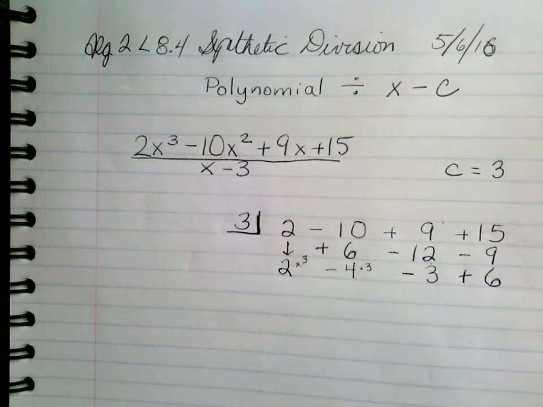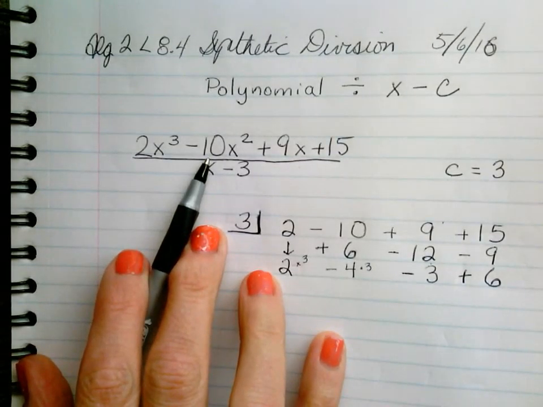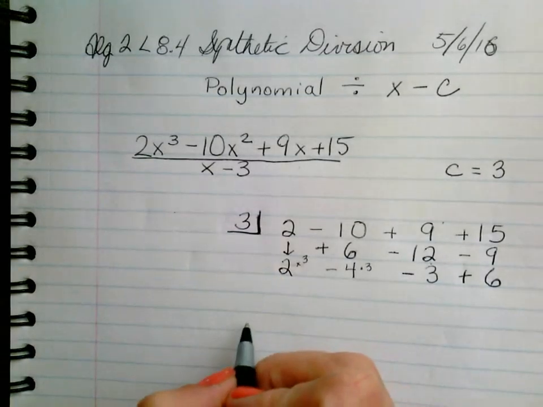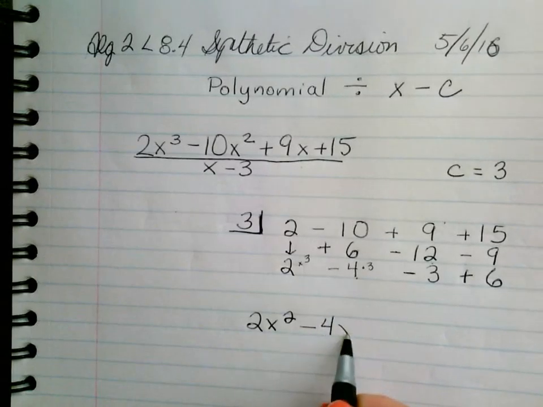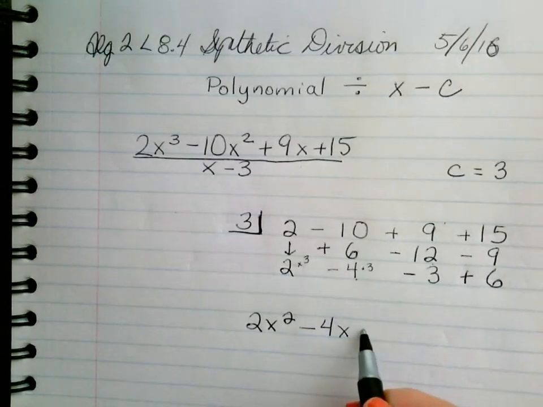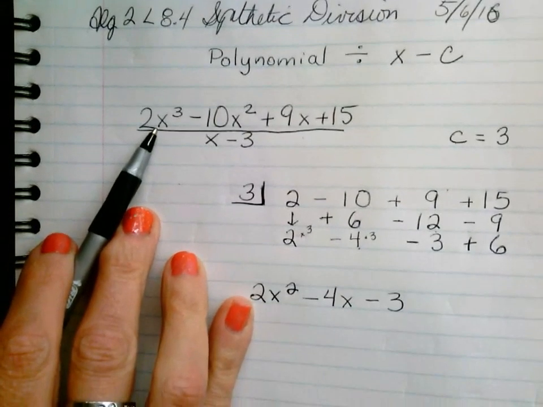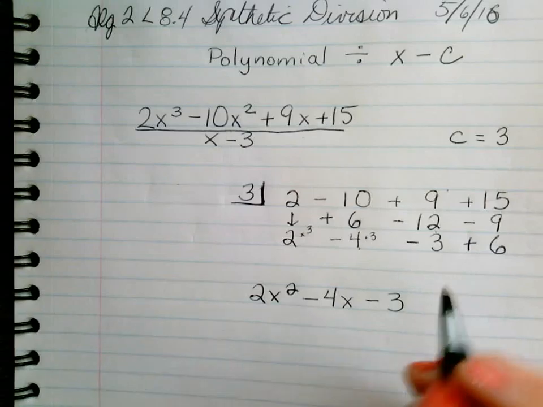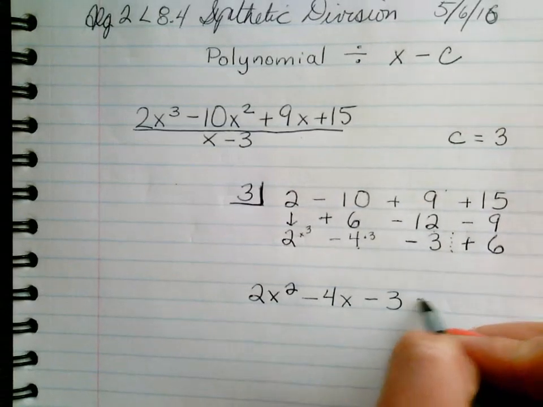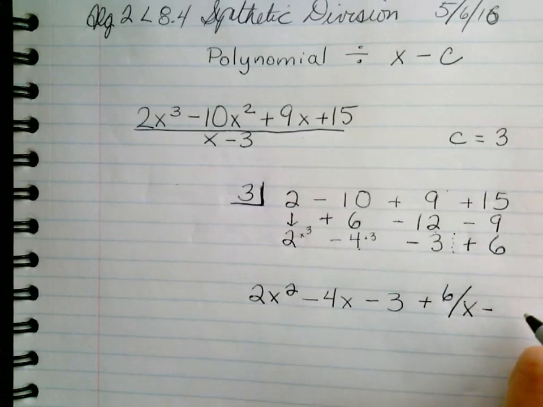Now, what does that mean? Well, 2 is going to be the second degree. Okay, not the first, it's the second. 2x squared minus 4x, final degree is a constant, minus 3. So whatever the beginning degree is, the answer takes the next one down. With a remainder of 6 over x minus 3.